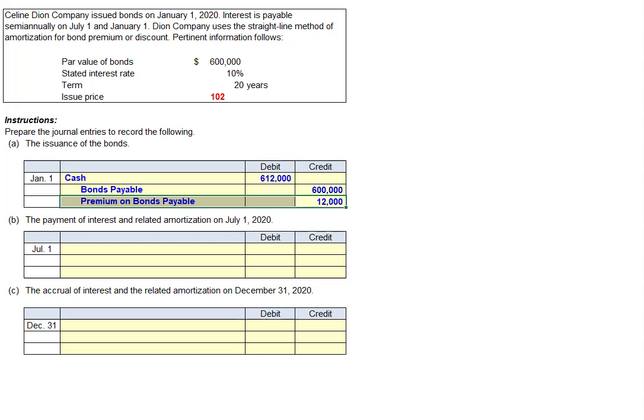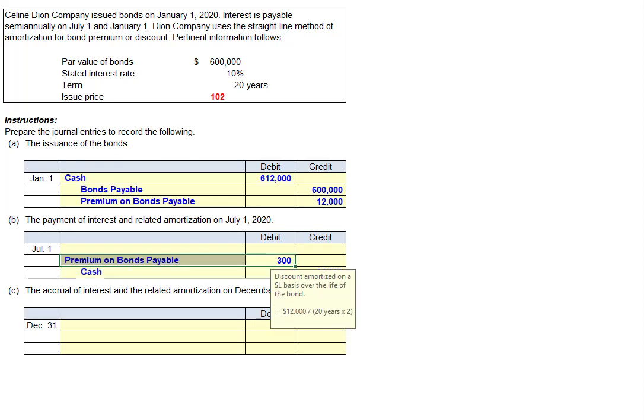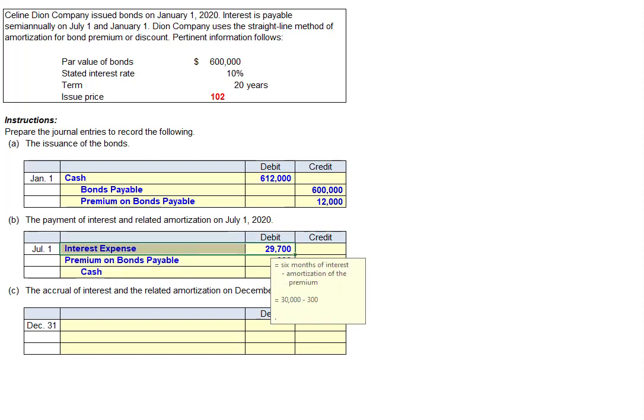Let's take a look at our entry of payment of interest and related amortization on July 1st, 2020. We're going to have to pay cash of $30,000. Again, that's the $600,000 face value times the 10% stated rate times 6/12 for half a year. We are going to amortize the premium in the amount of $300. And again, that's $12,000 divided by 40 periods. Debits don't equal credits, and our plug is basically to interest expense. This is the $30,000 coupon payment less $300 in amortized premium.